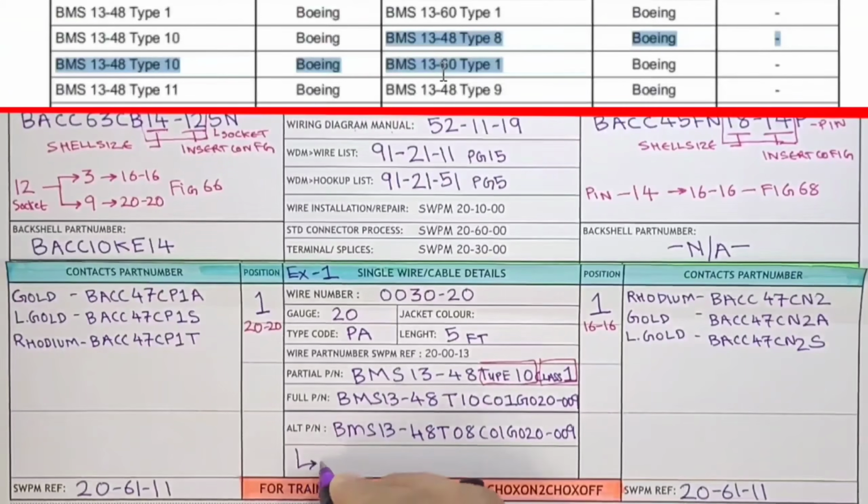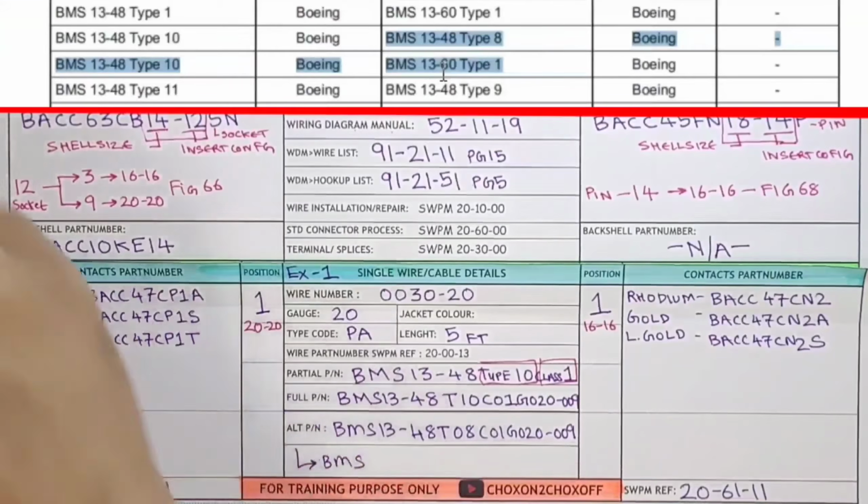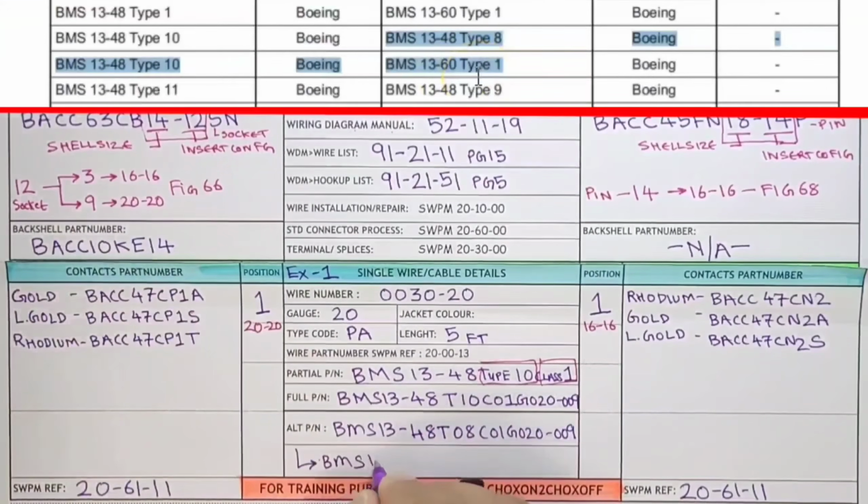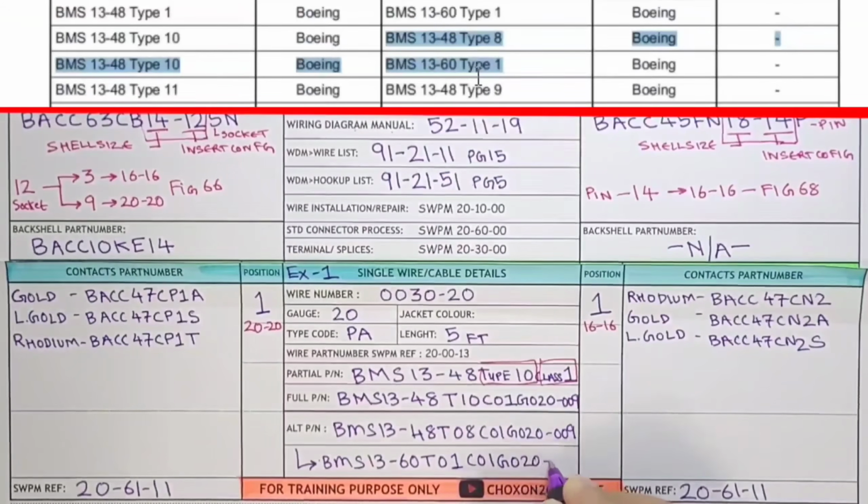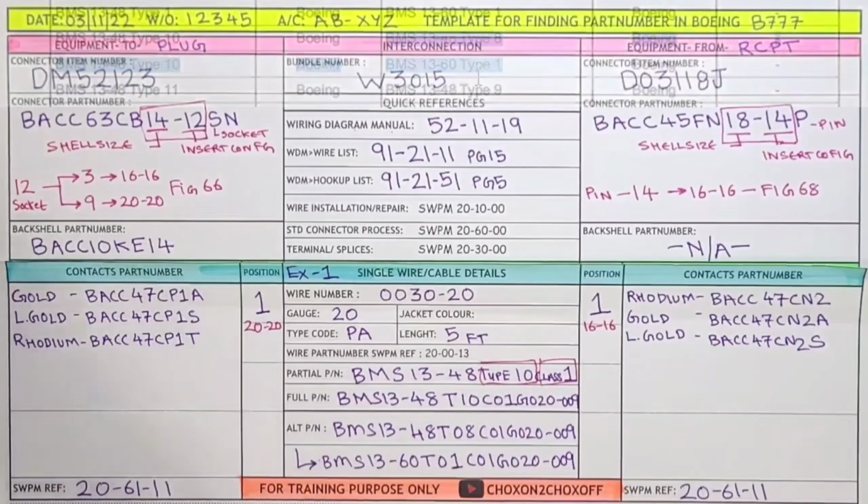Another alternate is BMS 13-60. Specification is different, even type is different. Type is 1, so I'll write Tango 01. The class should be the same. Number of conductors is 1. The gauge is 20-009. Okay, these are the two alternates for this particular wire.